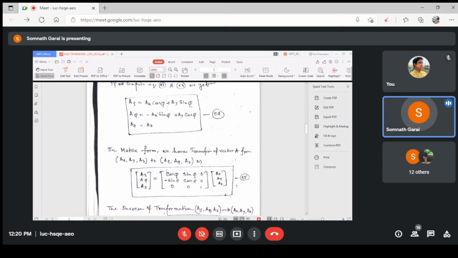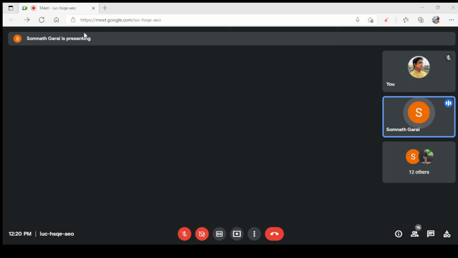Okay, so that is the matrix format of the interrelationship between the component vectors of a rho, a phi, and az. Equation number 54 is very important when you calculate numerical problems regarding this interchanging of the coordinate system.